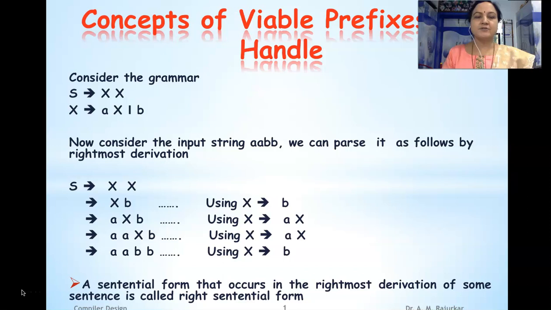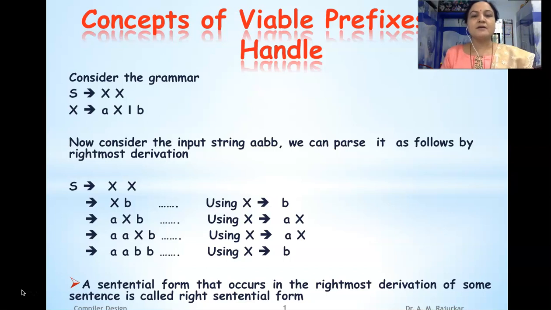In the last lecture, we have seen how exactly bottom-up parsing works, what are the various types of LR parsers, what is the working principle of LR parser, and all the details. In today's lecture, we are going to study the concept of viable prefixes and handle in detail with the help of an example, and then we shall go for SLR parsing in detail.